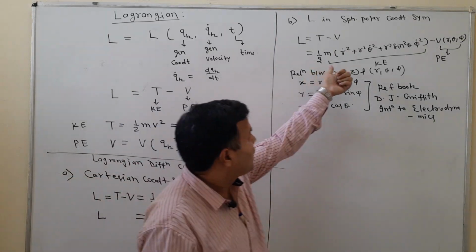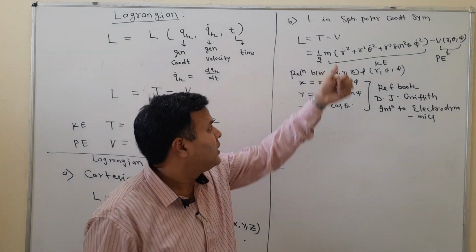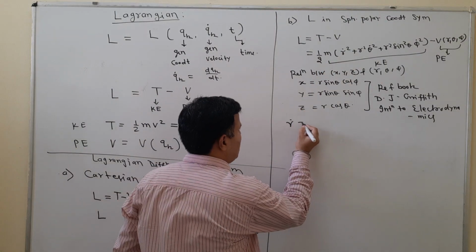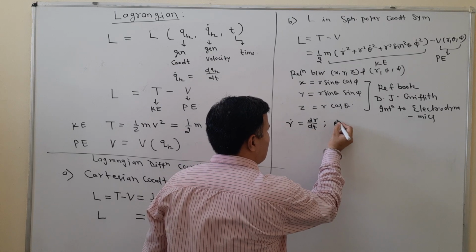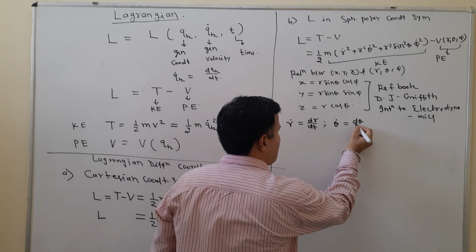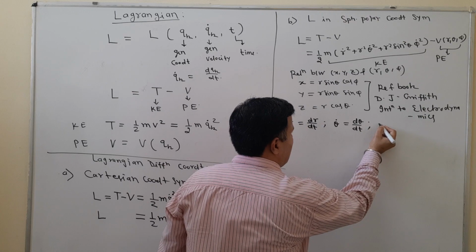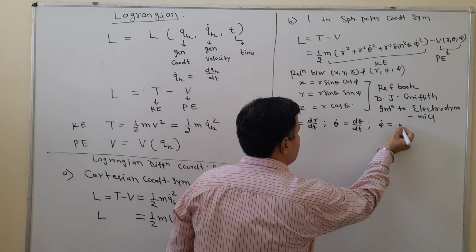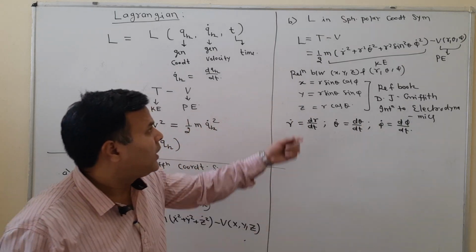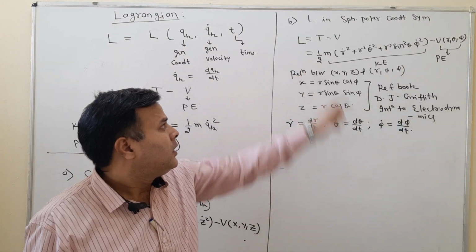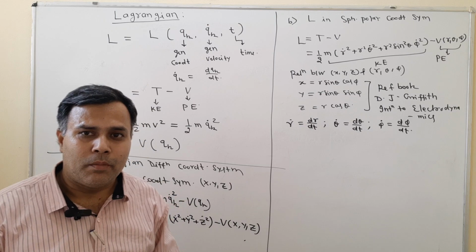So in the spherical polar coordinate system, our Lagrangian is this. r dot is simply dr by dt, theta dot is d theta by dt, and phi dot is simply d phi by dt. So we have the Lagrangian profile in the spherical polar coordinate system.